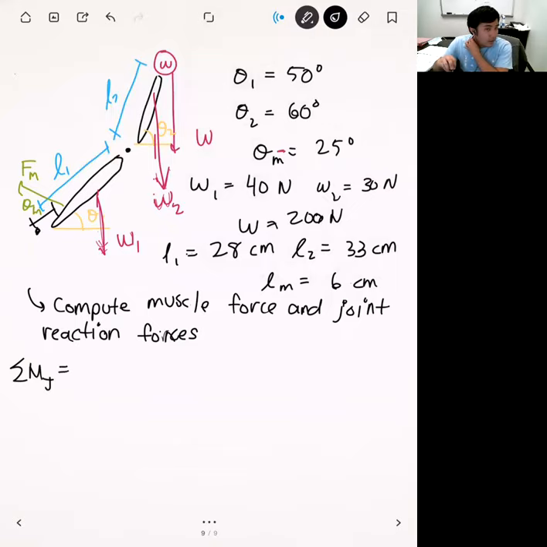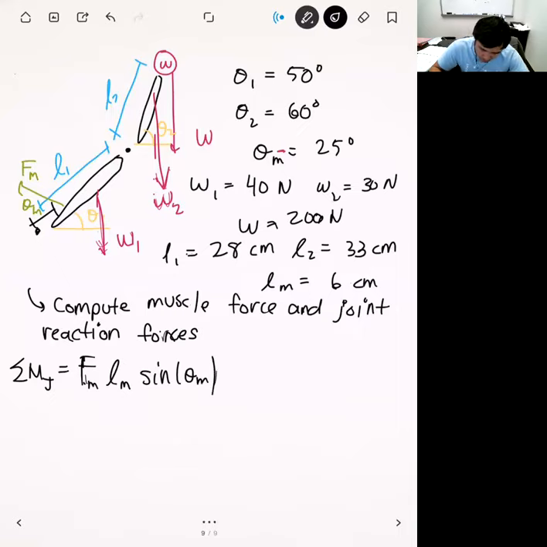And so let's go ahead and start plugging all these in. And so we don't have to do anything too special here. The only thing is that for the weight of the arms and for the weight, we have to be careful how we choose the moment. But let's start simple first. So let's start with the moment from the muscle force. And so the muscle force is going to be FM LM sine theta M. And so that's like usual.